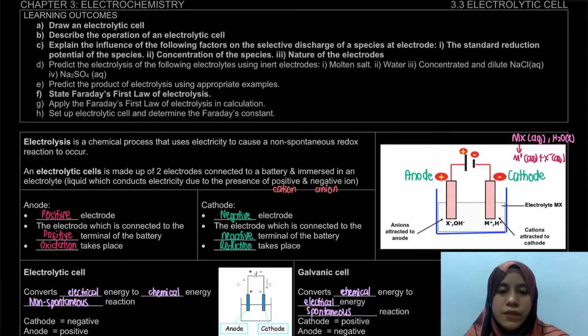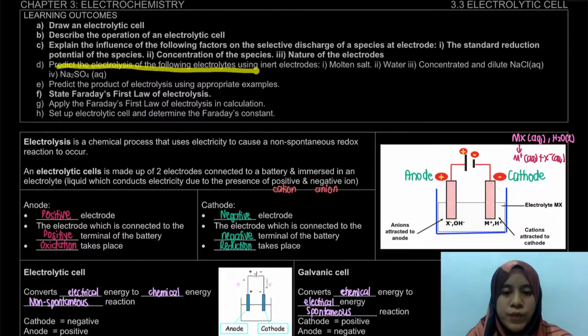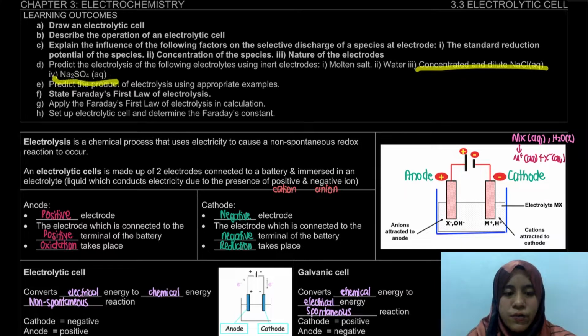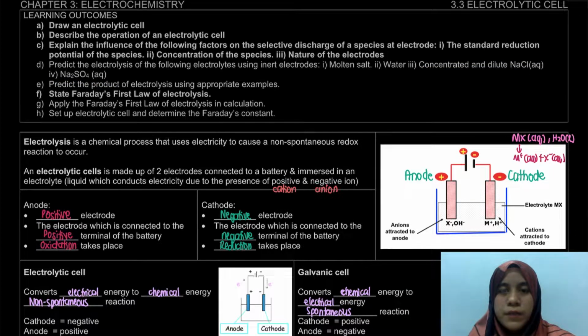Okay, in this video, what we're going to learn is to predict the electrolysis of the following electrolyte. We have looked previously at the case of molten salt and water. In this video, we're going to look at concentrated and diluted NaCl and Na₂SO₄. Then we will do a quick recap or summary based upon this.